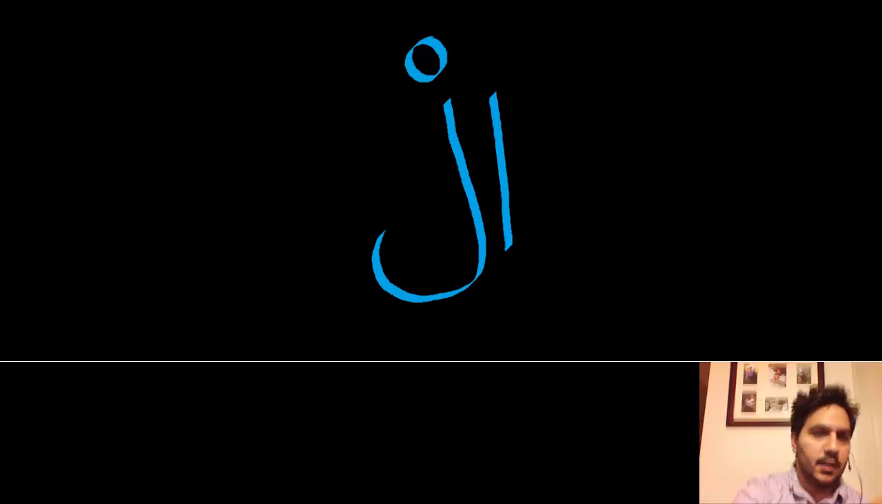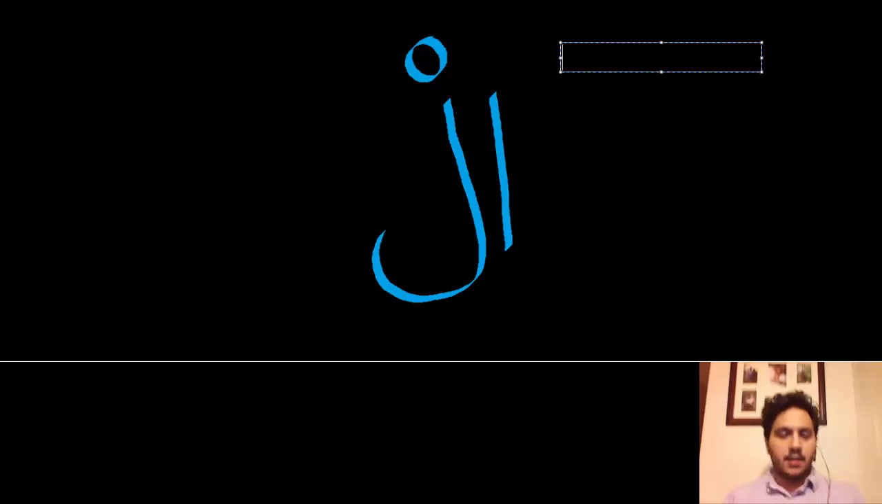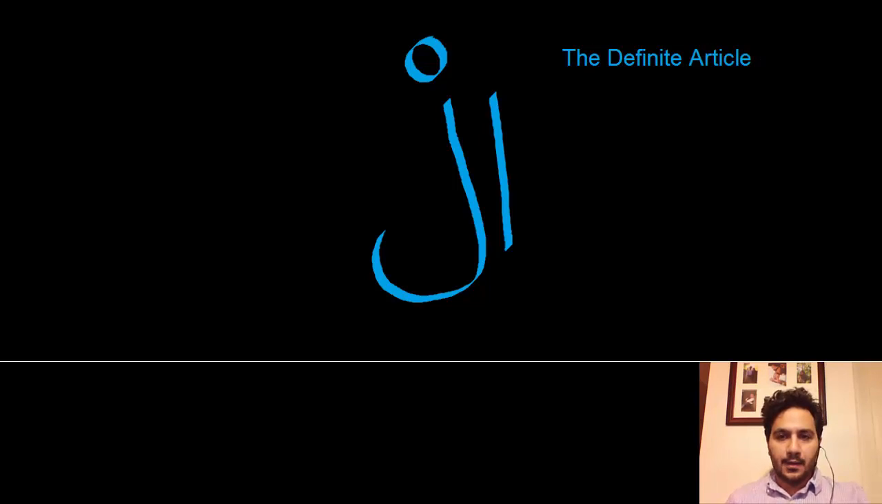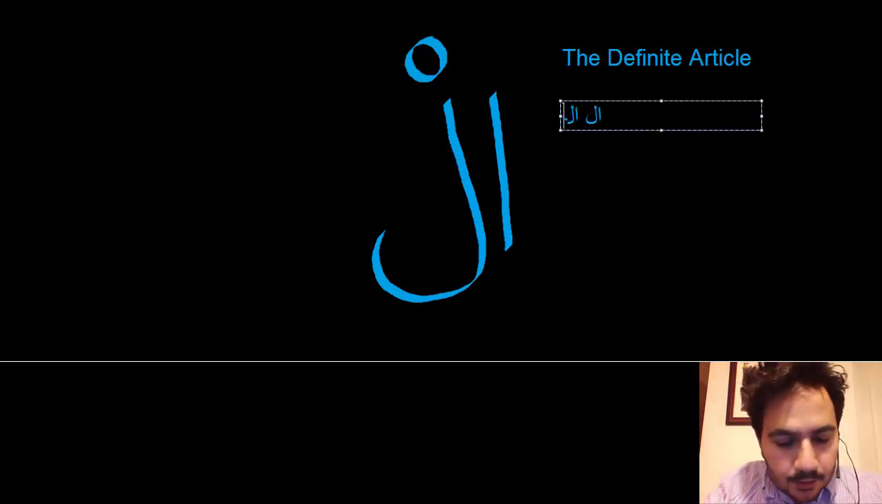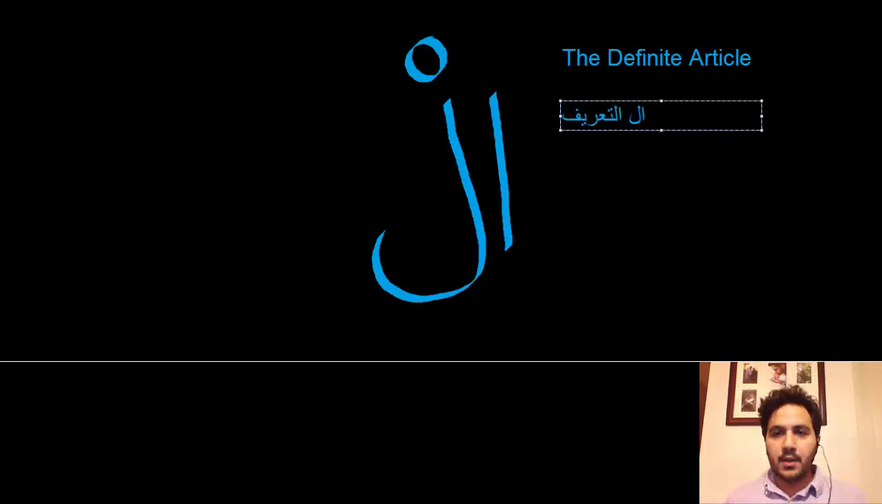So this in English is called the definite article. In Arabic it's called al-Ta'rif. Alright, so let's move on to our first example.